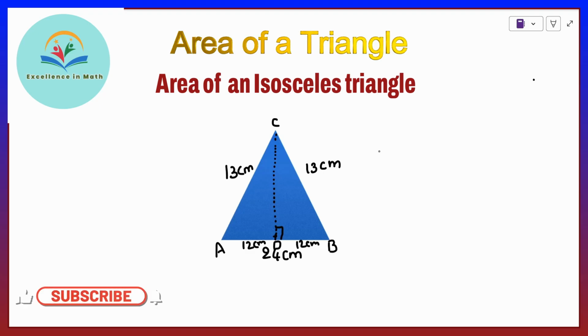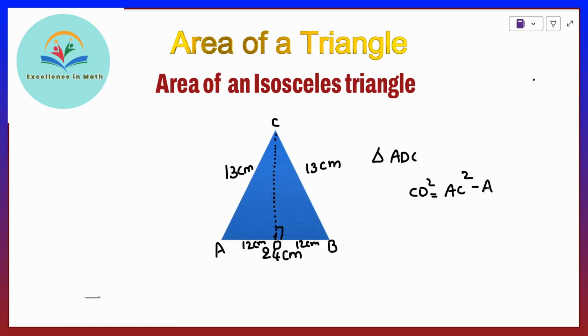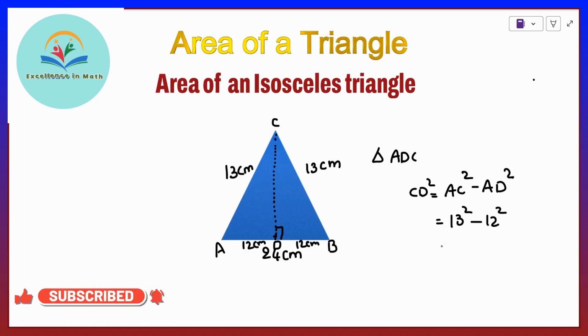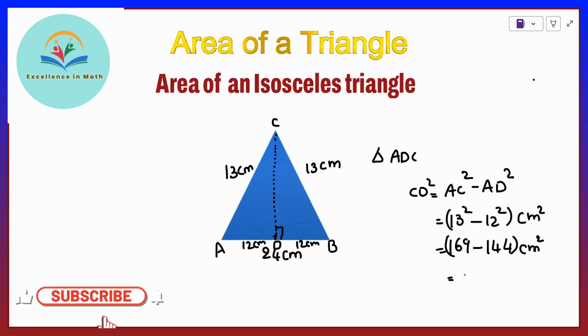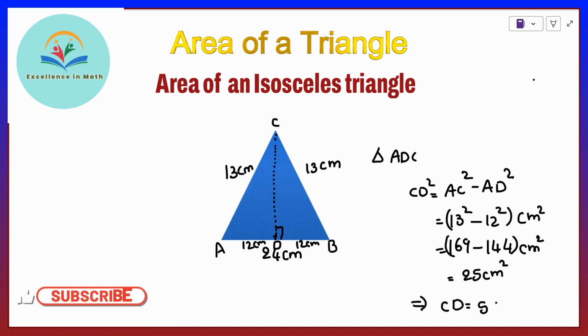Now, if you observe, the triangle ADC is a right angled triangle where the right angle is at D. Now, we can say that CD square is equal to AC square minus AD square. That is 13 square minus 12 square, 169 minus 144, that is equal to 25 centimeters square. That implies CD, the height of the triangle, is equal to 5 centimeters.